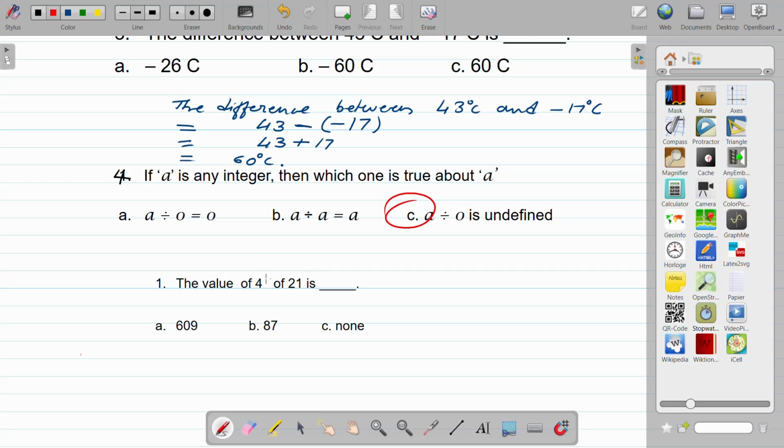4 1 upon 7 it is. 1 upon 7 is missing. You make it as 4 1 upon 7. 4 1 upon 7 of 21 is.